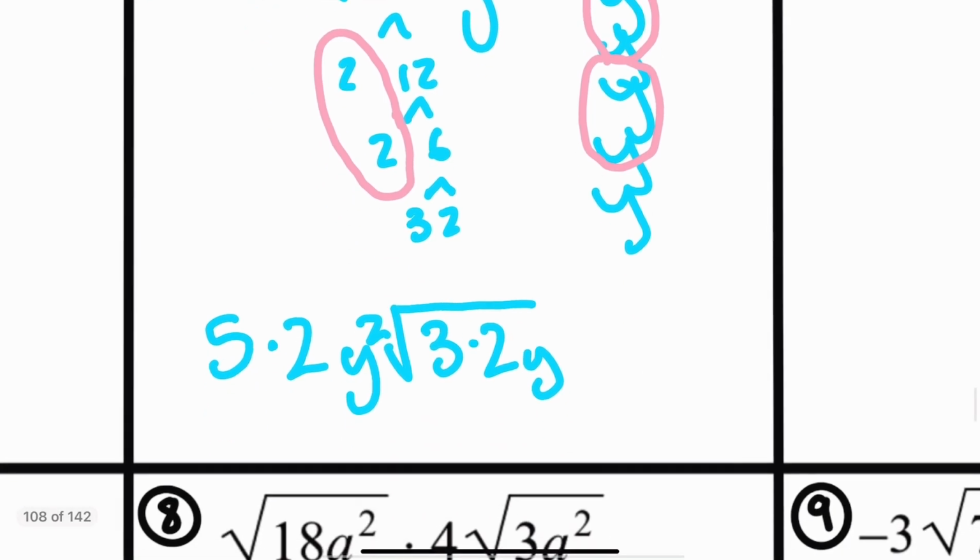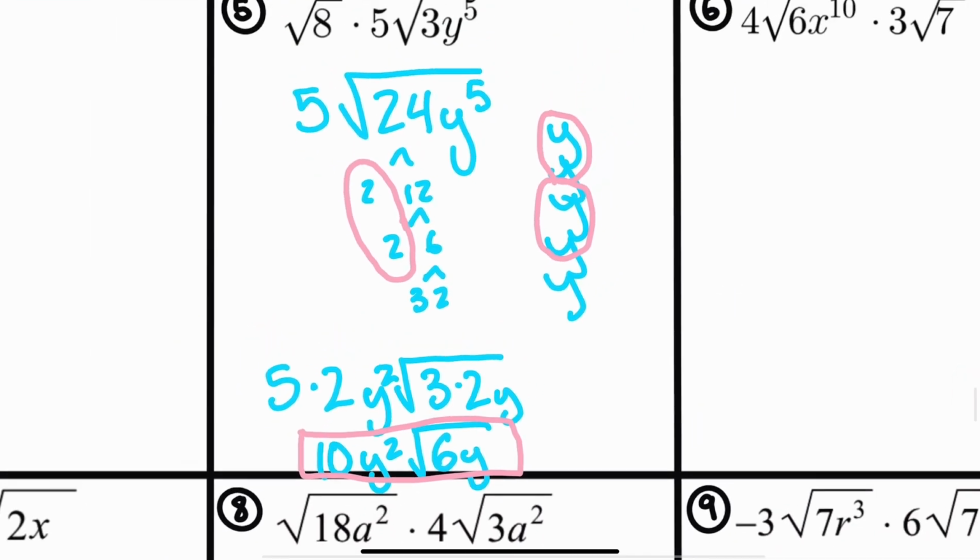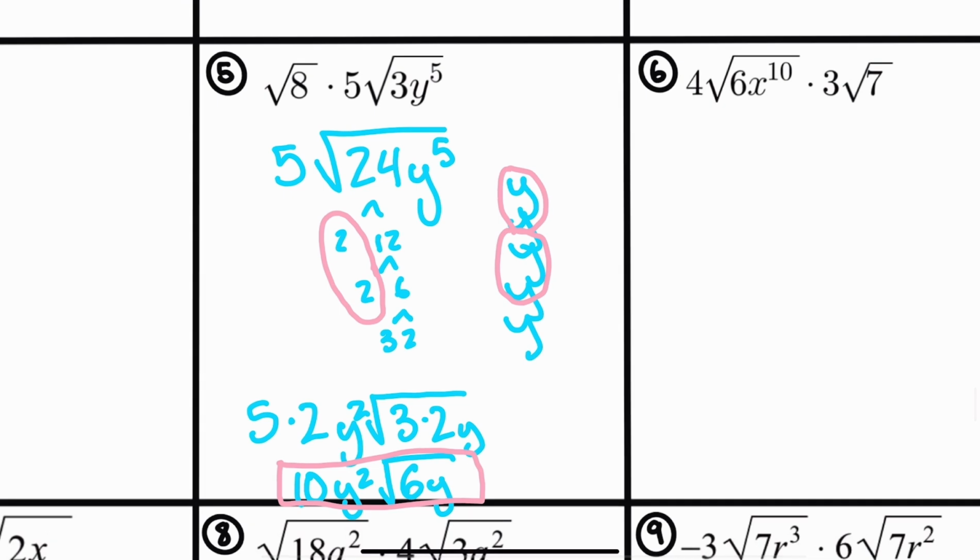All right. Now that looks a little bit long, so I'm actually going to condense this a little bit by multiplying my numbers together. I have 5 and 2, so that's going to make 10 y squared. With the square root of 3 times 2, that's 6. And my y is going to stay inside. Again, this is what we were practicing last time, just with that added step of multiplying first. Okay, let's try one more.